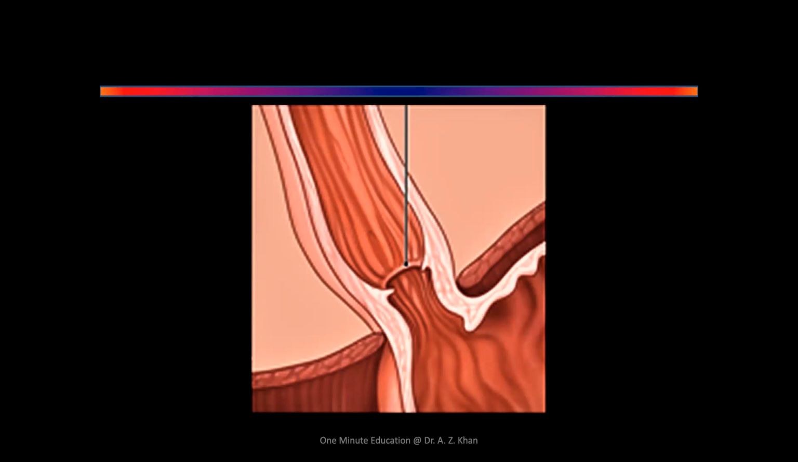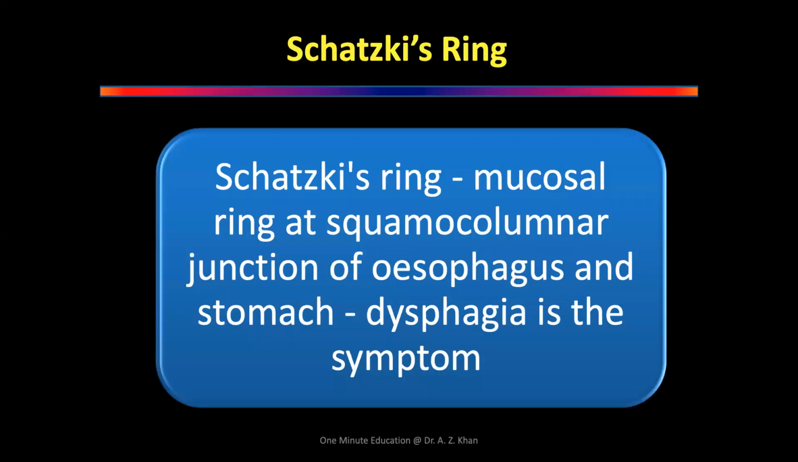Yes, sir. Yes. Okay, this is a Schatzki's ring. Okay. All right. So Schatzki's ring is usually a mucosal ring at the squamo-columnar junction of the esophagus and the stomach. And the commonest symptom is dysphagia. Okay. Happy? Yes, sir. Okay.